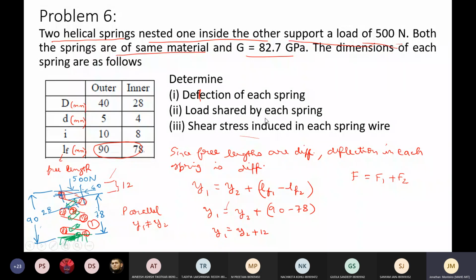Obviously the load shared by each spring will be different because the sizes are different. And third, once the load is done, it is a very simple calculation of how much shear stress will be induced in each of the spring wires.